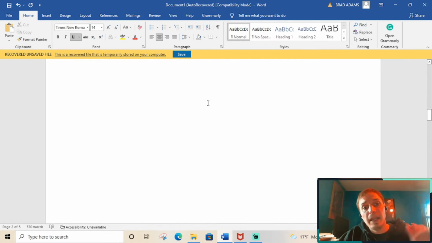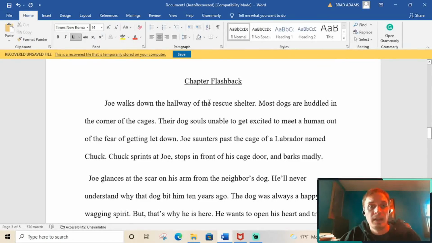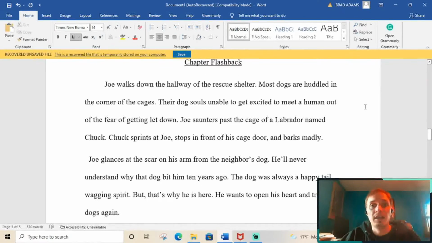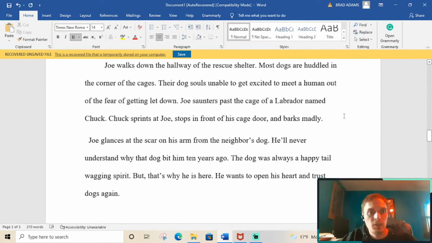But for the next tip, a way to incorporate your prologue would be to do a flashback. So, in this case, Joe walks down the hallway of the rescue shelter. Most dogs are huddled in the corner of their cages, their dog souls unable to get excited to meet a human out of fear of getting let down. Joe saunters past the cage of a Labrador named Chuck. Chuck sprints to the front of his cage door and barks madly.